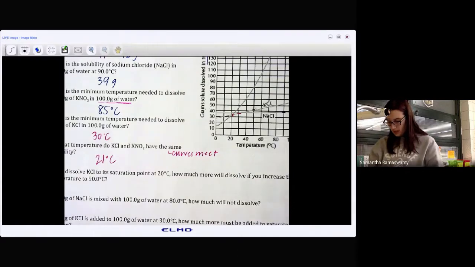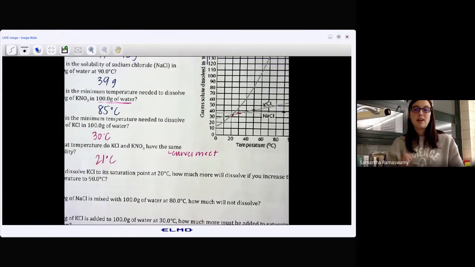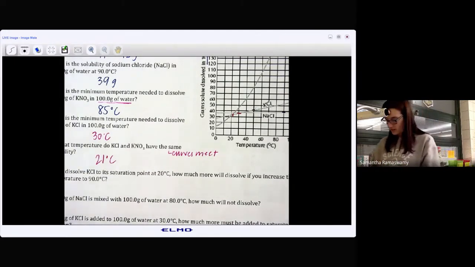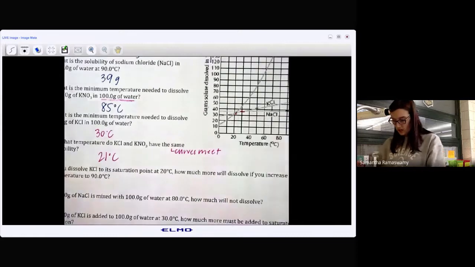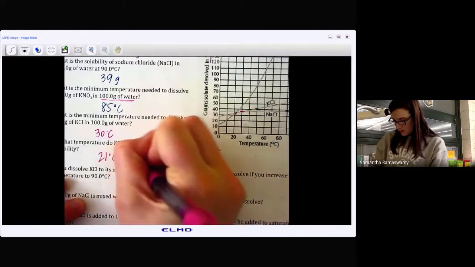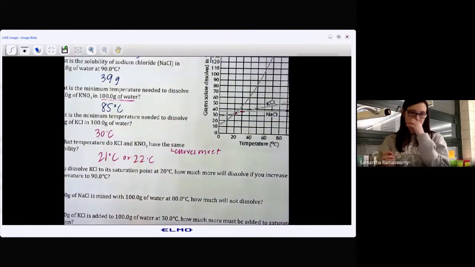And then number 6, at what temperature do they have the same solubility? You want to know where the curves meet. Make sure that you're finding the correct two curves that meet. I was doing this earlier this morning and I realized that I was meeting KNO3 and NaCl instead of KCl. So just make sure you're meeting the correct curves, and they meet right at about here. I said 21 degrees. If you said 22 degrees Celsius, you'd probably be okay as well. Something just over 20.